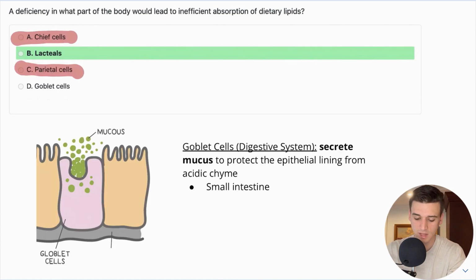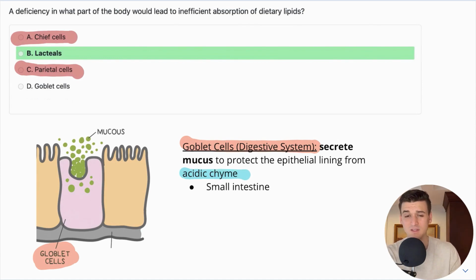Next, we have goblet cells, which are cool, but still not related to the absorption of lipids. Goblet cells release mucus, and they can be found in both the digestive system and the respiratory system. In the digestive system, this mucus is going to protect the small intestine from acidic chyme, a semi-liquid combination of digested food and acidic gastric juices. Important, but once again not associated with absorption.